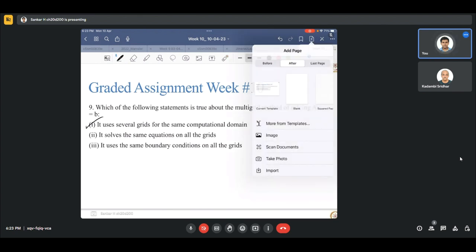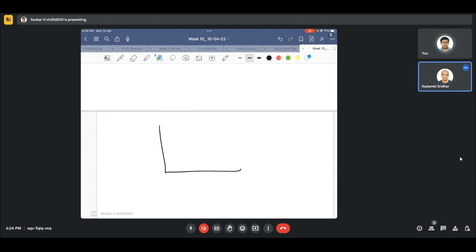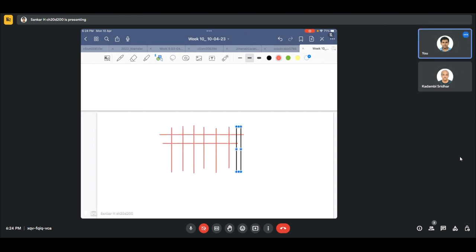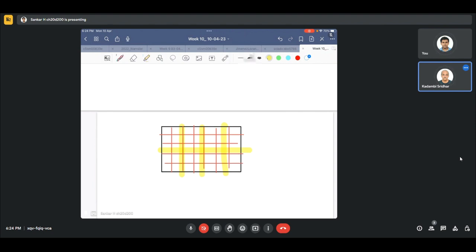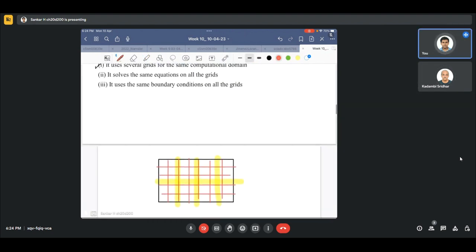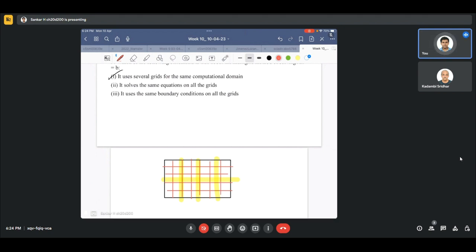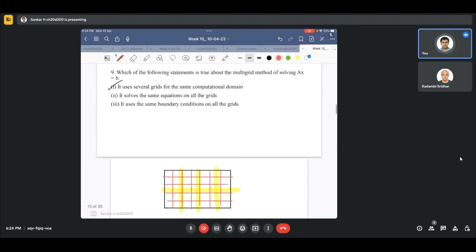Let me just describe what the question is asking. Let's assume that we have a domain like this, which is finely discretized like 1, 2, 3, 4, 5, 6, and it is also coarsely discretized as 1, 2, 3 somewhere here and here like this. So we see that with these two grids together, we use the finer grid to eliminate the shorter wavelength errors, and the coarser grid to eliminate the long wavelength errors.